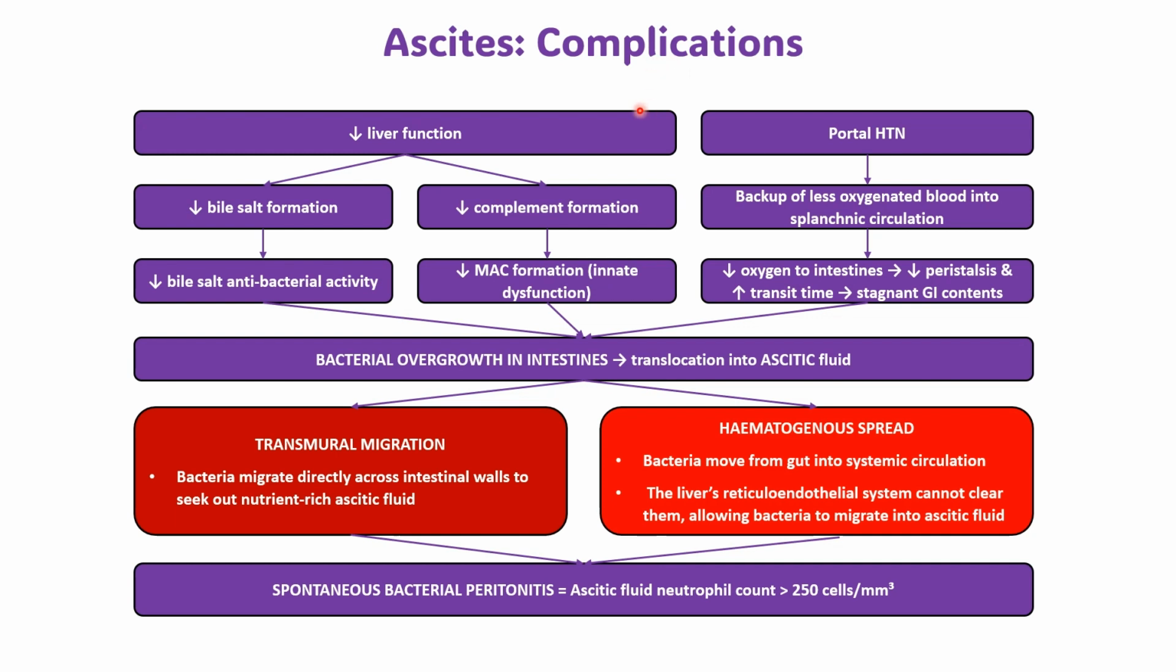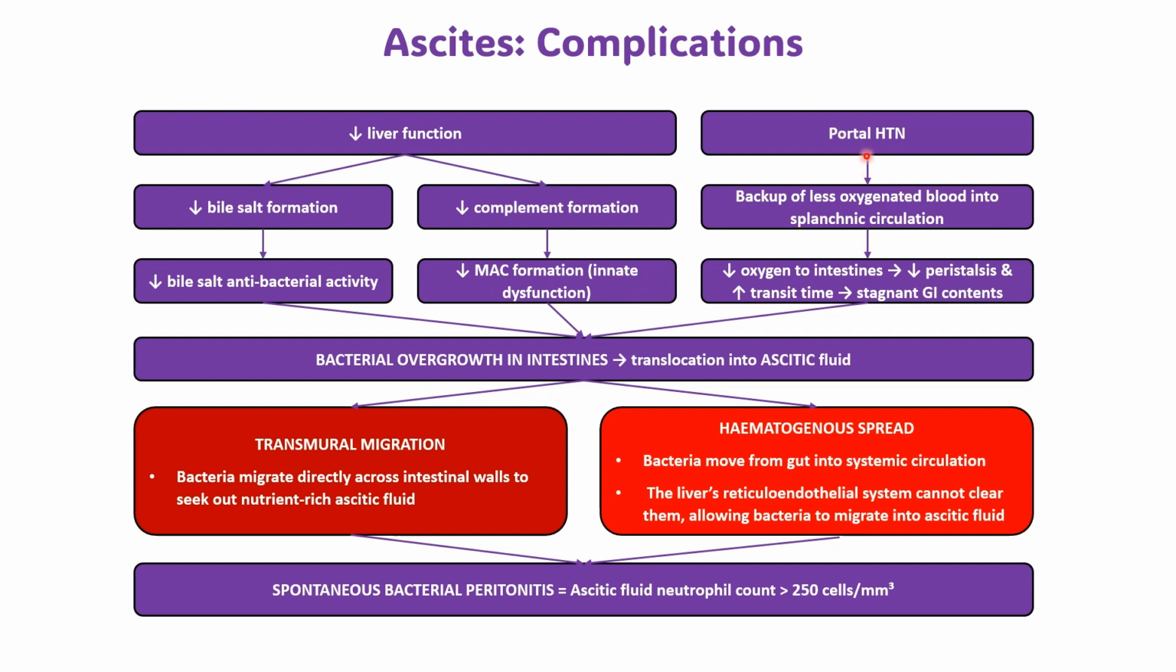Okay, so we know that in patients with liver cirrhosis, they have reduced liver function and also portal hypertension. So let's talk about the reduced liver function first. Because of the reduced liver function, there's going to be decreased bile salt formation, therefore reduced bile salt antibacterial activity. We're also going to have fewer factors of the complement system being synthesized. Therefore, there's going to be reduced membrane attack complex formation. So we've got this innate immune system dysfunction occurring too.